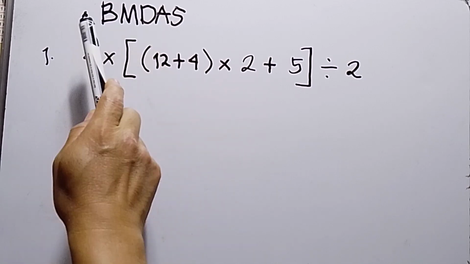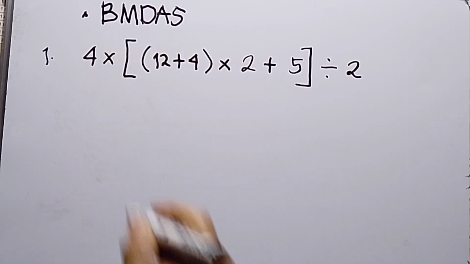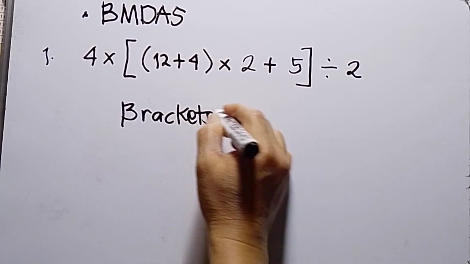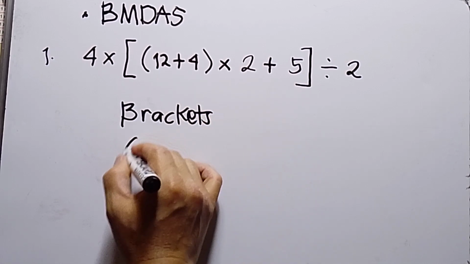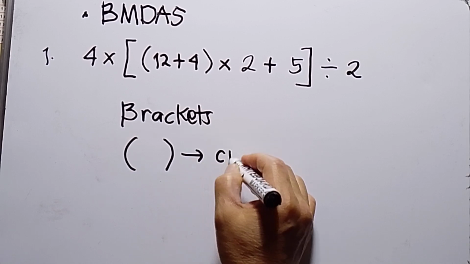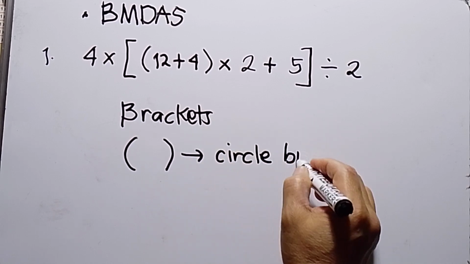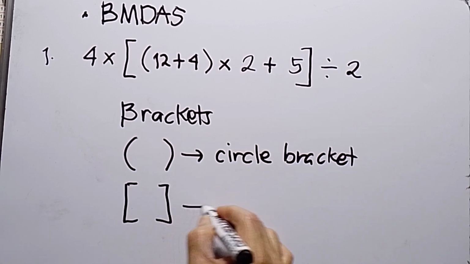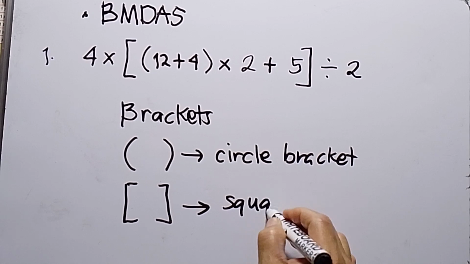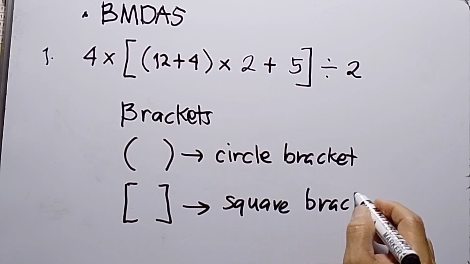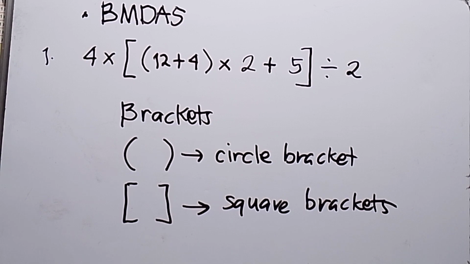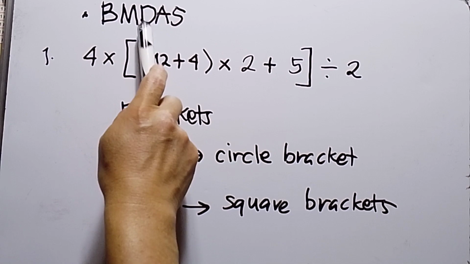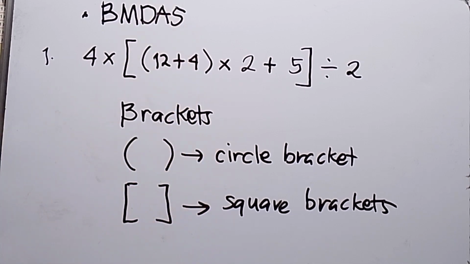Today's topic is about BMDAS. B stands for brackets. So we have two kinds of brackets. We have this one, we call this one circle brackets, and then the other one is square brackets. So the rest are the operations: multiplication, division, addition, and the last is subtraction.